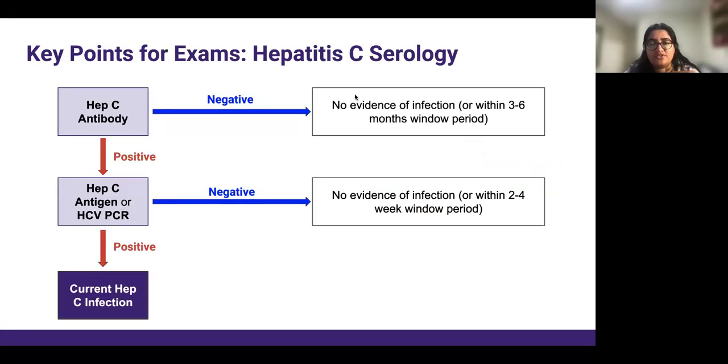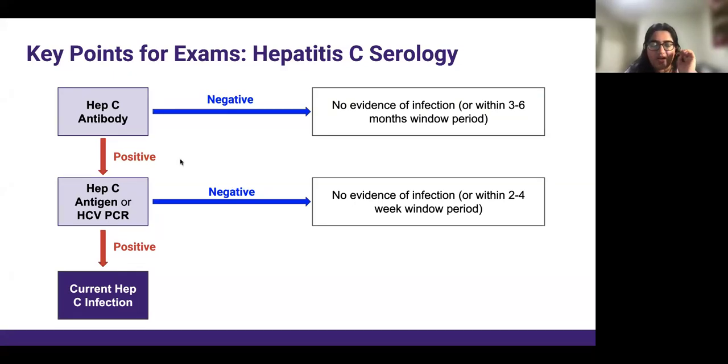So just looking quickly through serology for hepatitis C. If you're negative for hepatitis C antibody, that means you have no evidence of an infection within the 3 to 6 month window. You could have had an infection before, but you're not currently, or not in recent times. If you're positive for hepatitis C antibody, you'd want to check the hepatitis C antigen to see how recent your infection was. If you're then negative for the antigen, that means there's no evidence of an infection within the past 2 to 4 weeks.